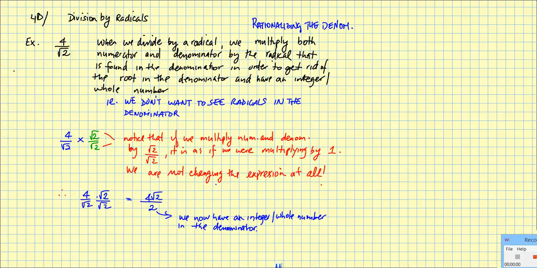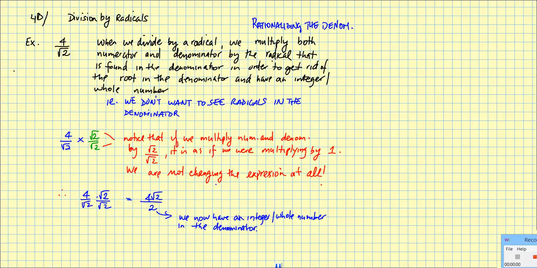is division by radicals. Now, when we divide by a radical, what we're always trying to avoid is that we don't want to see radicals in the denominator. We don't want to see square roots in denominators. It's just something that we don't normally leave in there.